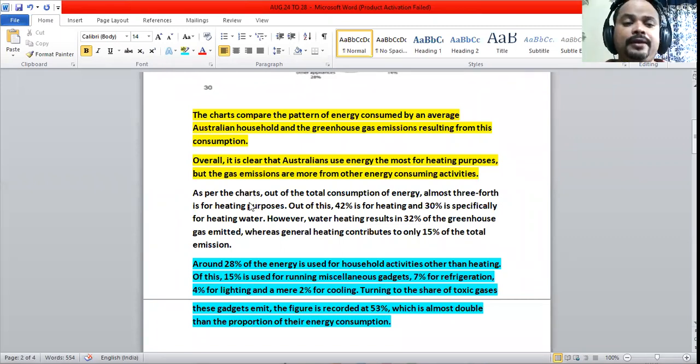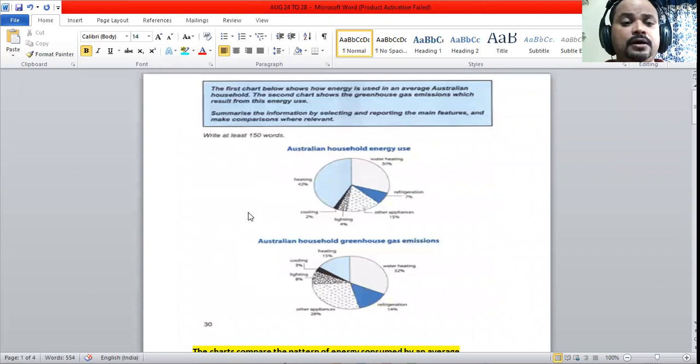Okay, today we are going to discuss multiple pie charts. Here we have two pie charts. The first pie chart is about the energy consumption of an average Australian household. It means an average Australian house. The total energy consumption, how it is distributed.